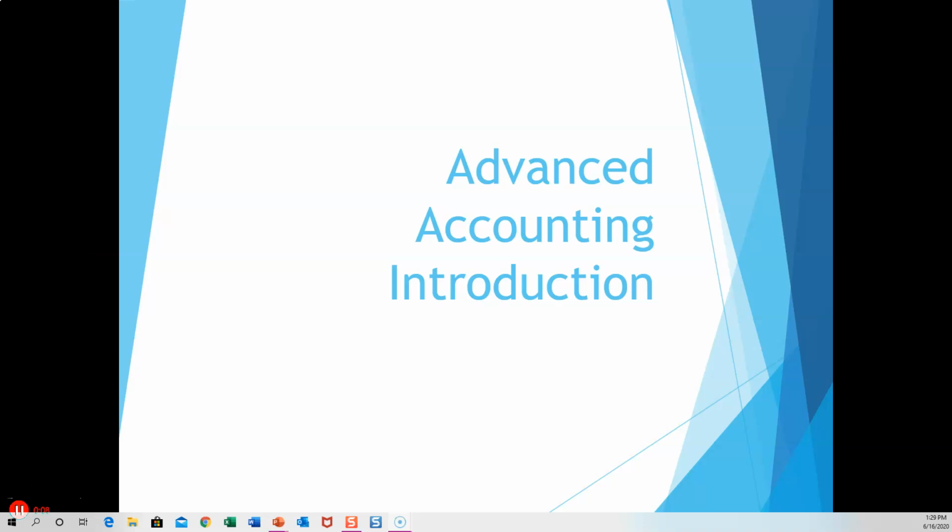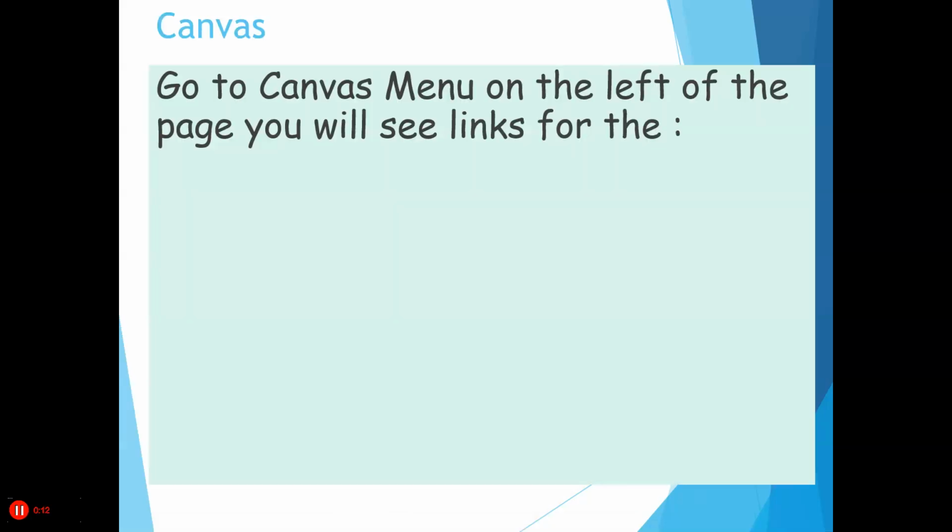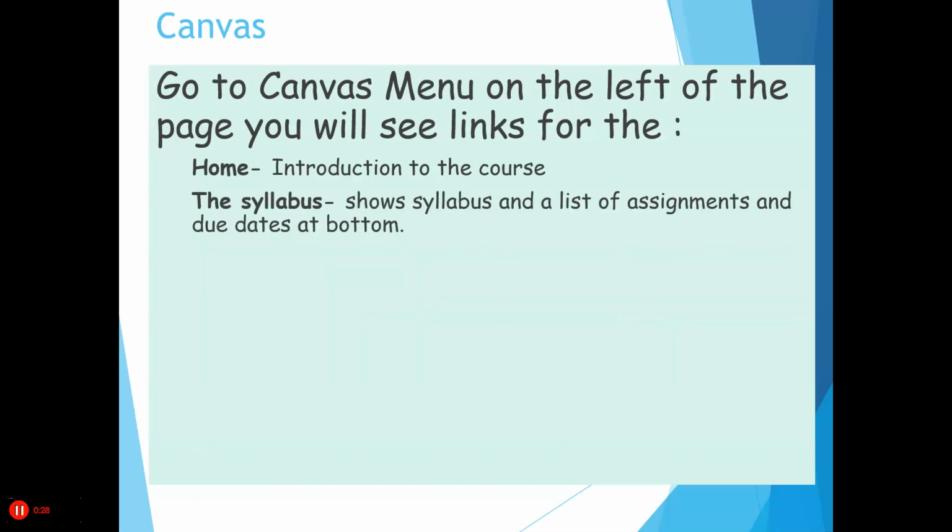One of the things that's different this semester is instead of using Blackboard, we're now going to be using Canvas, which I personally like. So, you're going to go to Canvas, and on the menu, the left of the page, you'll see links for Home, which is an introduction. Of course, you go there first when you go into Canvas. You'll see the syllabus, which I really like a lot. This feature is that not only do you see the syllabus, but at the bottom, if you scroll down, you're going to see a list of all the assignments for the course and the due dates.